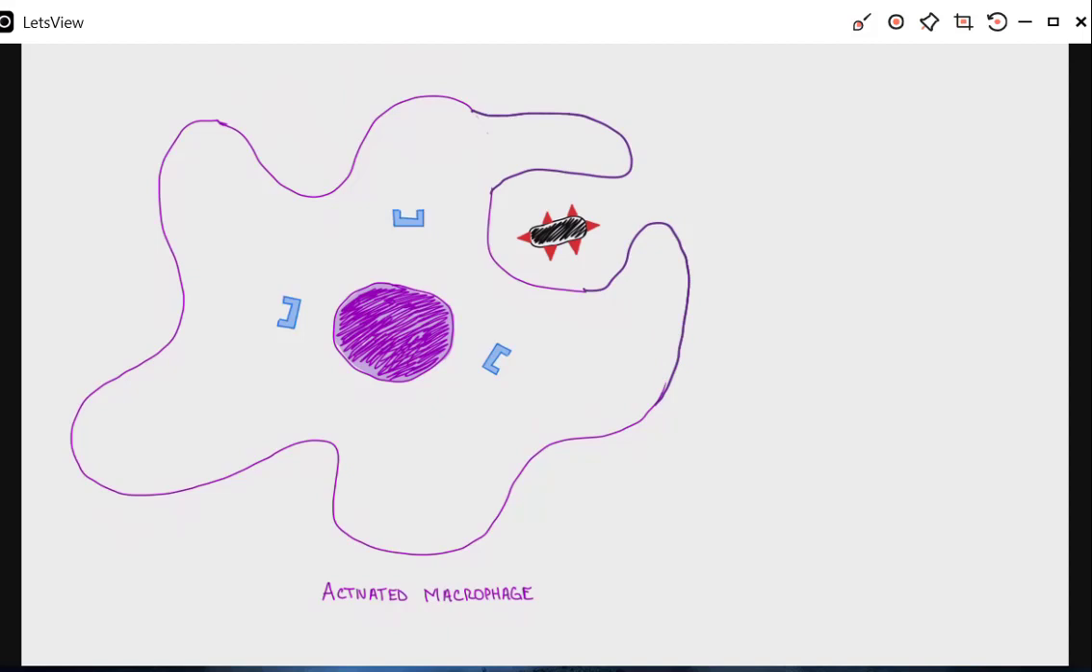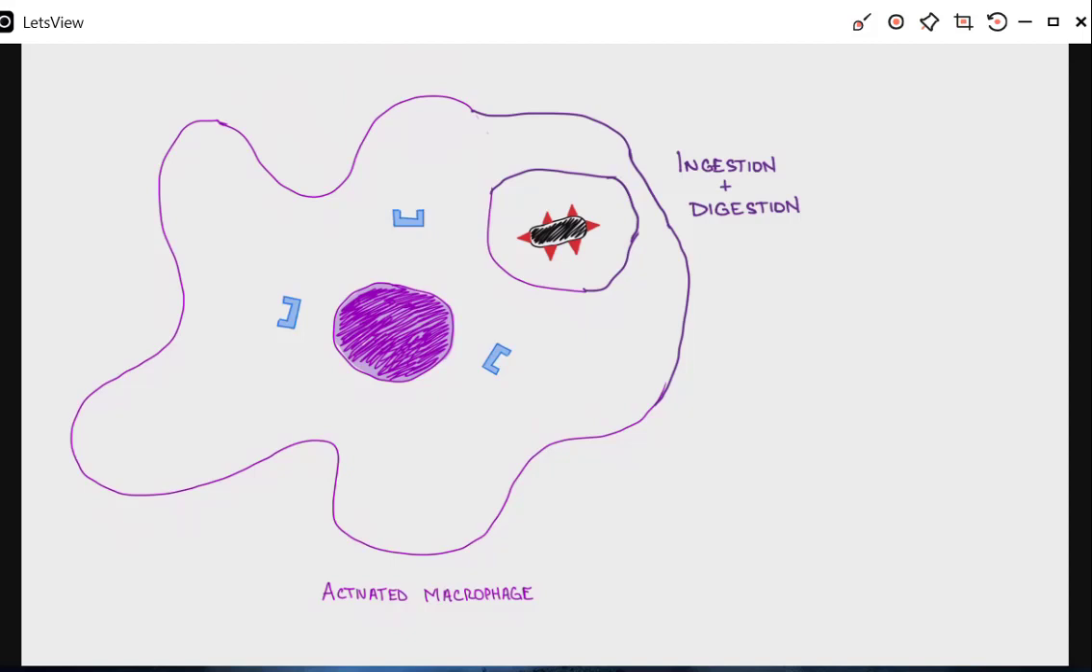So the first thing we're going to do is engulf this bacterium in its own vesicle. So this is ingestion. Now, phagocytosis is really a two-part process. Ingestion is the first part. Now we need to digest the bacteria to destroy it. If you don't destroy the bacterium, then you haven't really gotten rid of the problem.